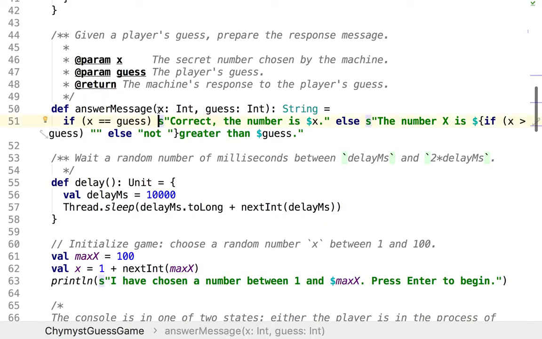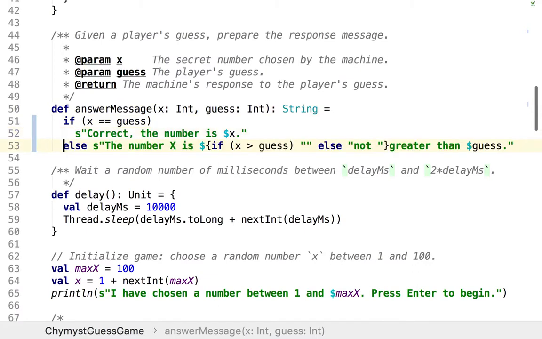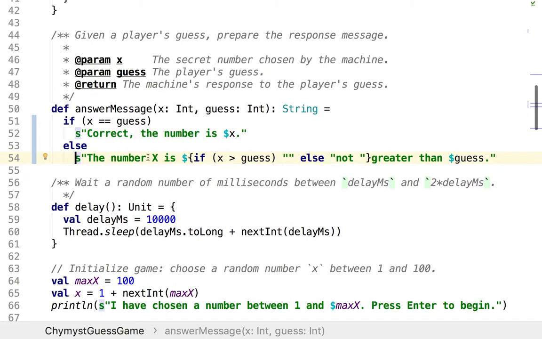Another function is to compute the answer message. So if x is the secret number and guess is the player's question, then if they're equal, we return the message that everything is correct. Otherwise, we return the message that the number x, which is the unknown secret number, is or is not greater than guess. So that would be the response of the machine.